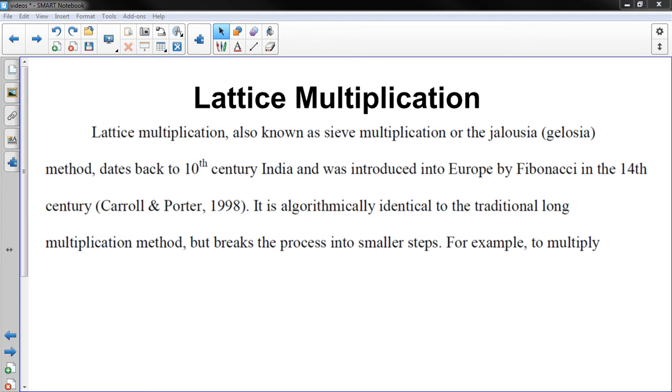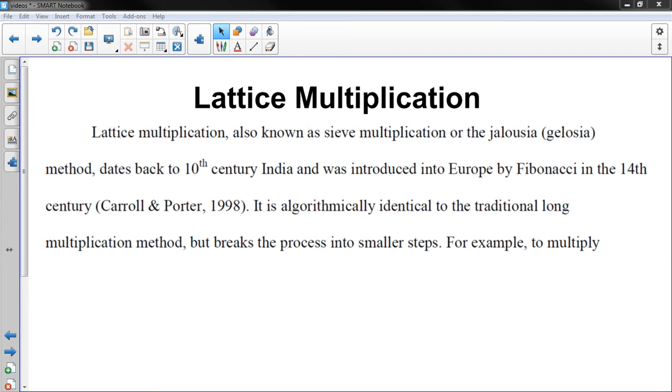Hi, this is Mr. Knowles, and this instructional video focuses on the lattice multiplication method, which is a really interesting method to multiply numbers. It's one I learned about at the beginning of my teaching career, and I noticed that a lot of students really enjoyed learning this method and found great value in it with learning how to multiply large numbers. So that's one that I like to introduce to my students as an additional way to multiply.